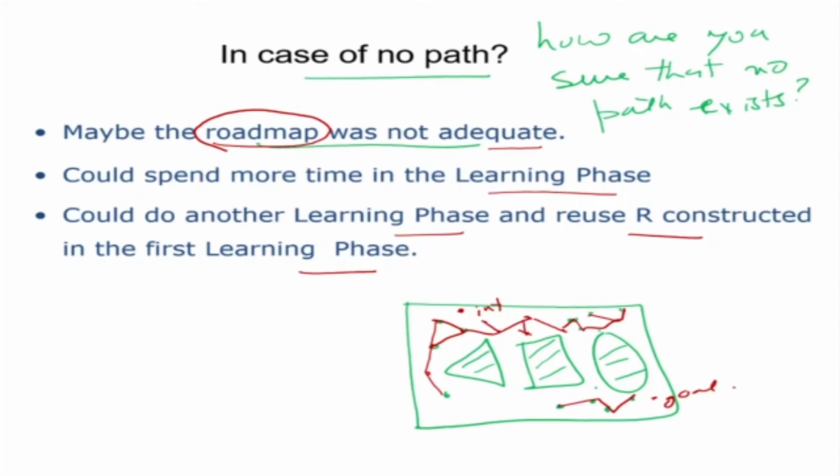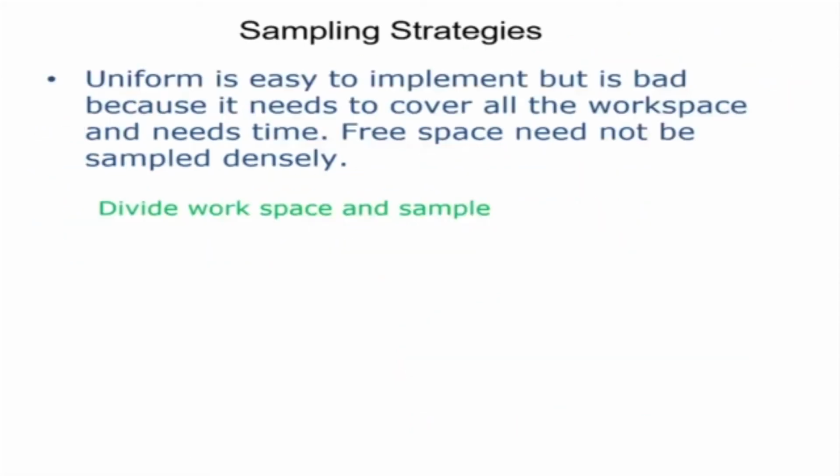Okay, so you can see that one of the disadvantages of this method is that it can fail, very simply because it depends on your sampling. So there are some sampling strategies that are used.